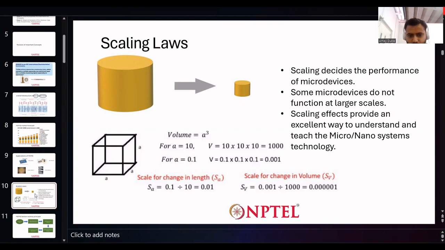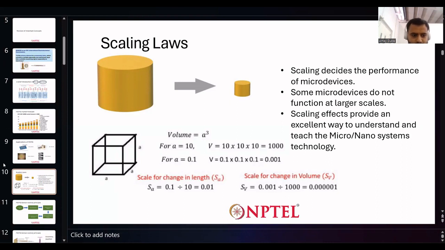So you can see how the volume is changing after we scale it down. With that, various other forces which are actually negligible at the macro scale come into play. You will learn about those forces in the following weeks. Just keep in mind why we are scaling it: we need to harness some other forces which we are not able to harness at the macro scale.